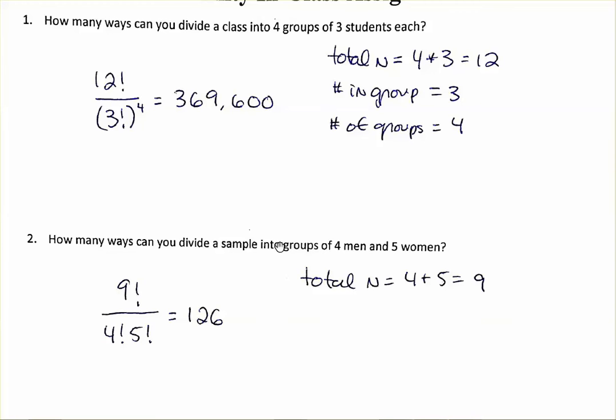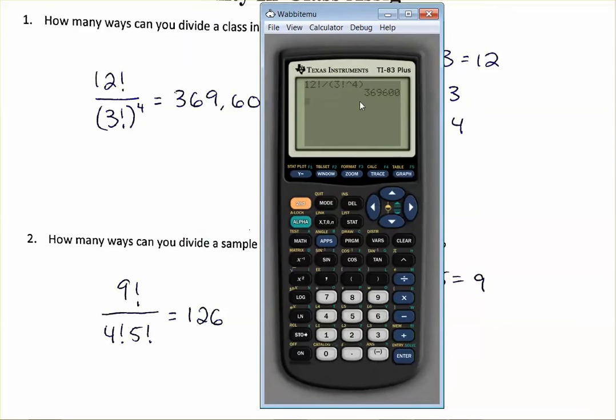Our next one: how many ways can you divide a sample into groups of 4 men and 5 women? This is different because we don't have a number of groups. It isn't the same as 4 groups. So our total number is 9 people in each group, so there's our 9 factorial. And then we're dividing it by the total number from option A times the total number for option B, and those are factorials.